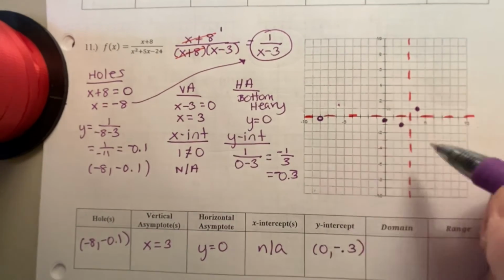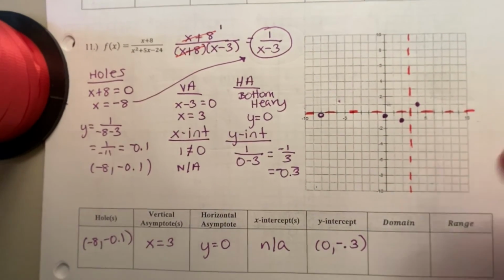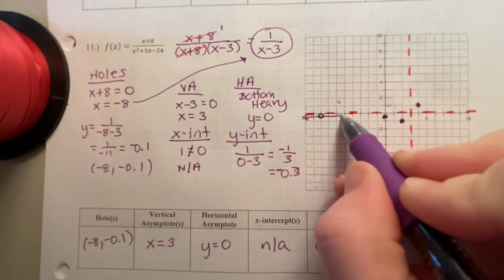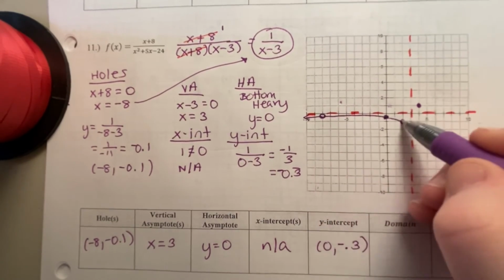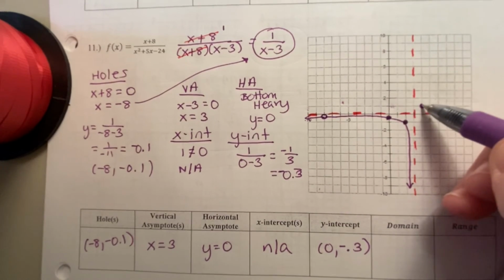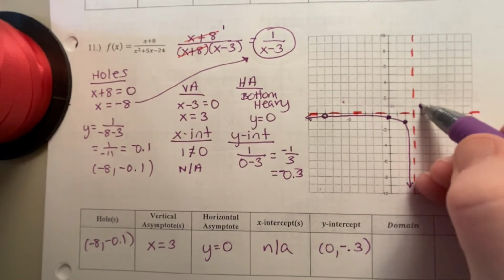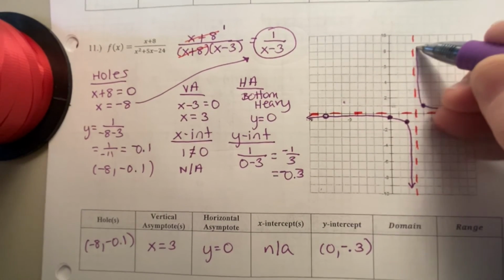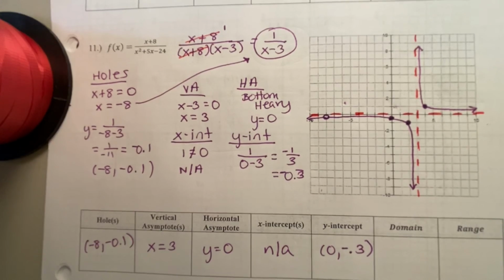So this is thankfully enough to sketch my graph. So we know that it's going to approach this asymptote right here. So I'm just going to curve through these points. And then it's going to curve towards this asymptote. And then even though I only have one point here, that's okay because I know that it has to approach the asymptotes. And so that is the graph that I get.